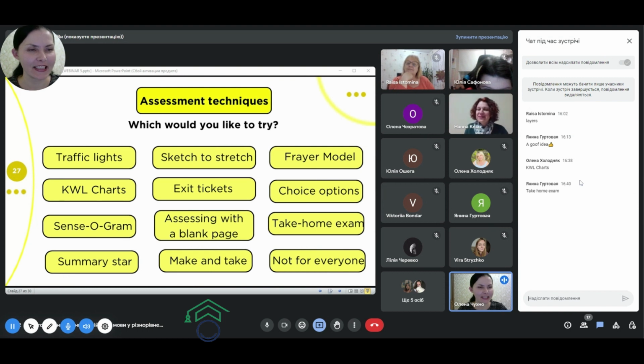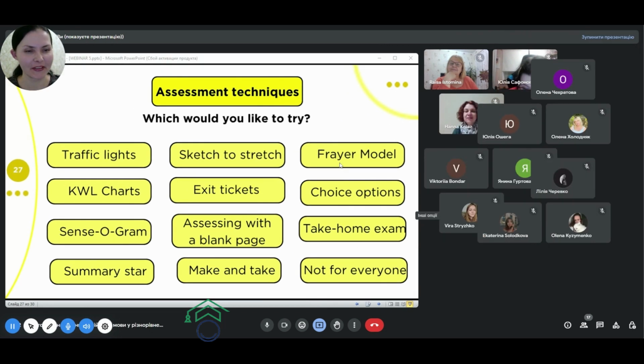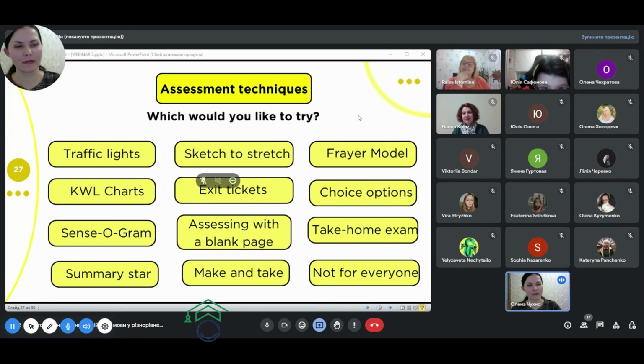So in the chat we see KWL charts, take home exam. You should be cautious with, I would say, take home exam, because you should think of an assignment that is creative and authentic, for your students not to find the answer online, not to cheat, not to use ChatGPT to generate the answer, and so on and so forth. So this assignment should be well thought through. Okay.